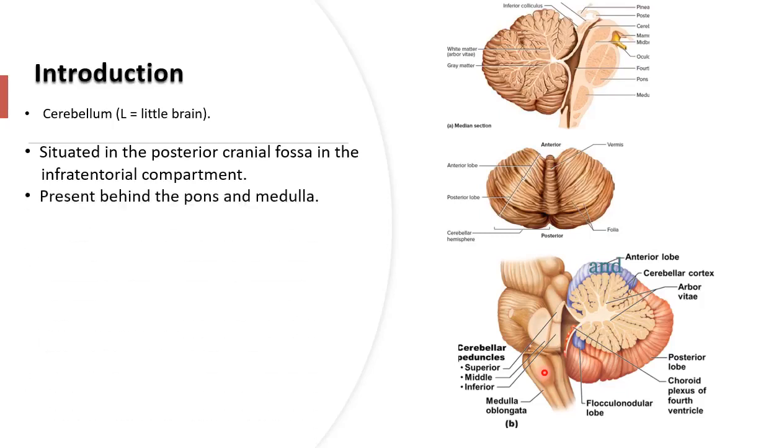It is situated posterior to the pons and medulla, and the cavity of the cerebellum is the fourth ventricle. The cavity which you are able to see here is the fourth ventricle, which is present between the pons and medulla anteriorly, and the cerebellum posteriorly. You are able to see the roof of the fourth ventricle, and part of the roof also projects into the cerebellum.